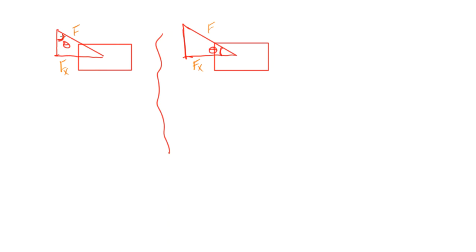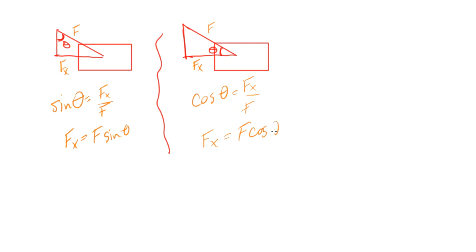Well, if this is my angle, opposite over hypotenuse means sine theta equals Fx over F, and that means force in the x direction equals force sine theta. Over here, if you're given a different angle, more with respect to the vertical, then this is adjacent over hypotenuse, so you're going to say cosine theta equals Fx over force. And so you get Fx equals force applied cosine of theta.